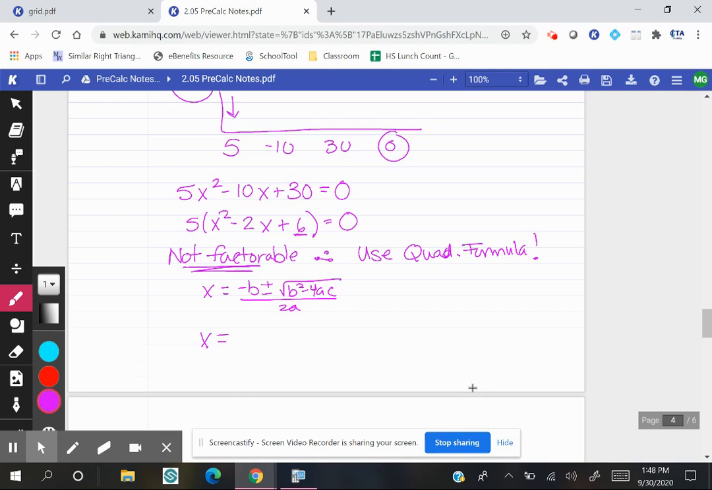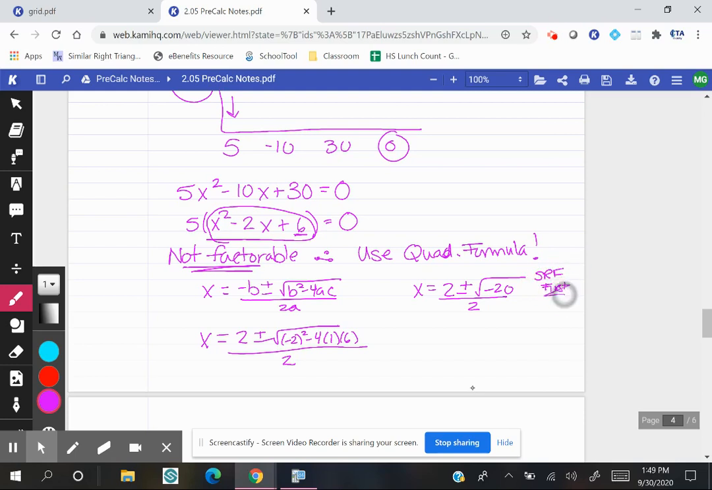So we'd get negative... and it actually doesn't matter. You can do either this one or you can do the original. I'm going to do this new one, x squared minus 2x plus 6, since I just factored out that 5, so you have nice small numbers. So 2 plus or minus the square root of negative 2 quantity squared minus 4 times 1 times 6, all over 2 times 1, which is 2. Type the whole thing underneath my radical into the calculator, or do that in my head, to get negative 20.